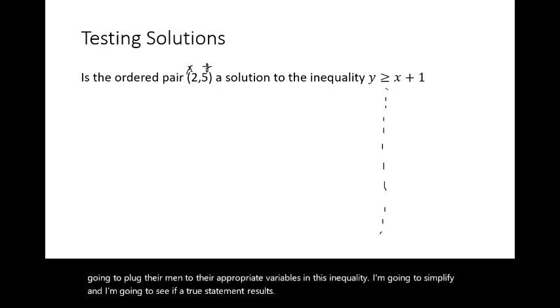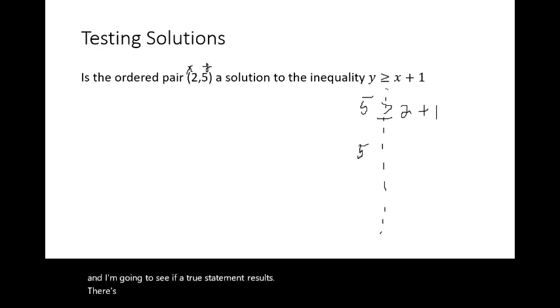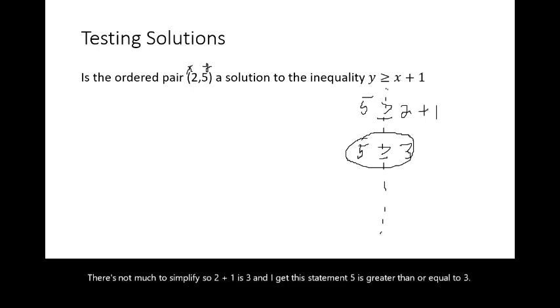I'm going to plug 5, the y-coordinate, in for y, so I have 5. Leave the greater than or equal to where it is. In place of x, I'm going to plug in 2 plus 1. There's not much to simplify, so 2 plus 1 is 3. And I get this statement: 5 is greater than or equal to 3.